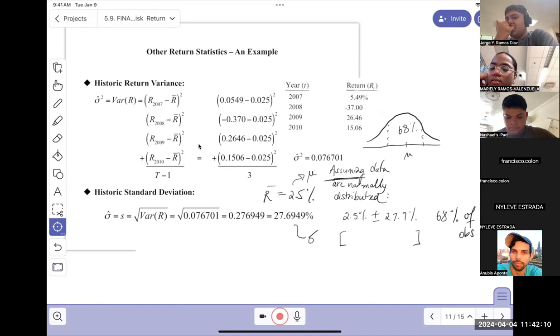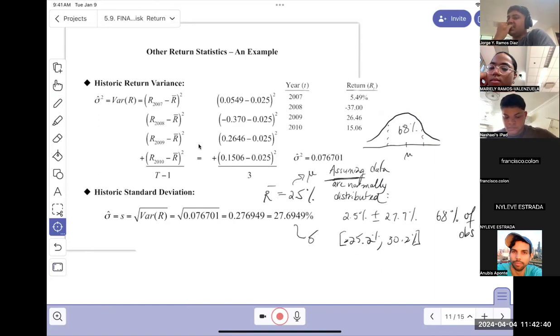Negative 25.2. Positive 30.2%. Wow, how wild is that, right? So there's a 68% chance, or 68% of the possibilities are within the range of negative 25 and positive 30.